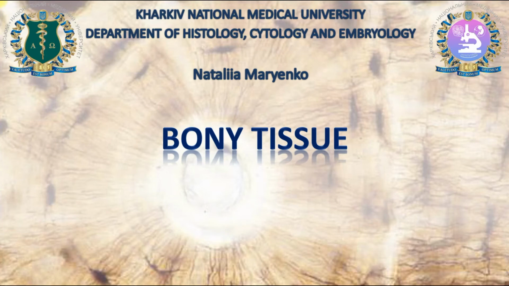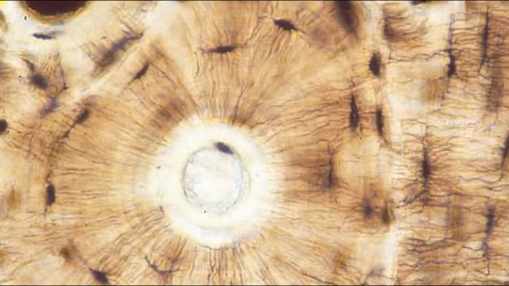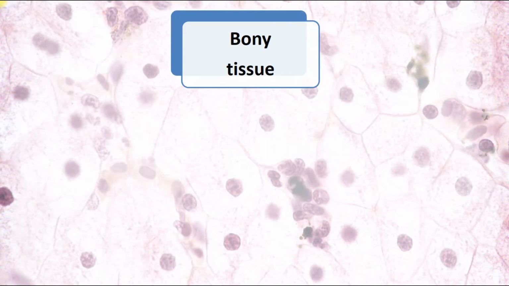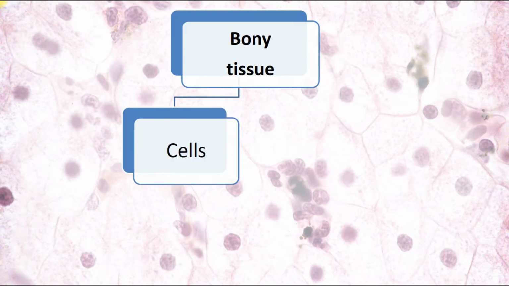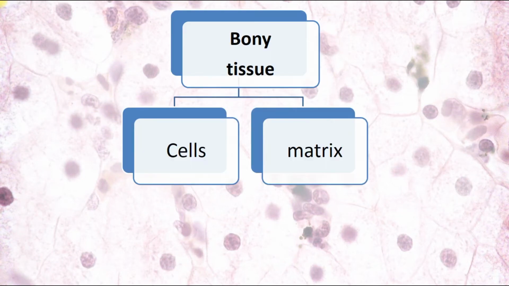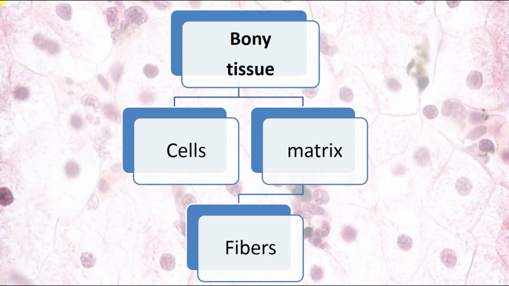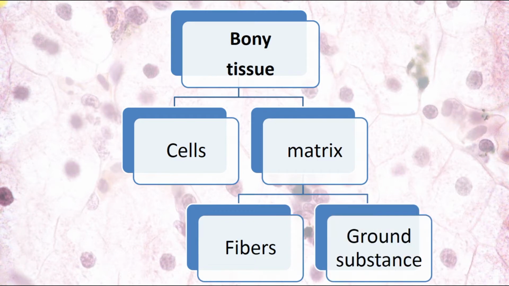Dear students, now we will talk about bony tissue. It's one of the skeletal tissues, which include bony and cartilaginous tissues. So, bony tissue contains cells and also it has intercellular matrix which fills the spaces between the bony cells. Bony matrix includes fibers and ground substance.